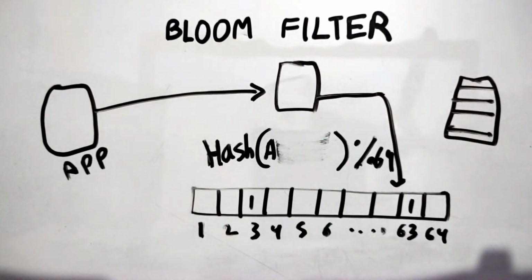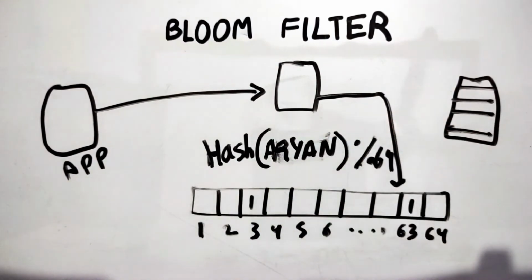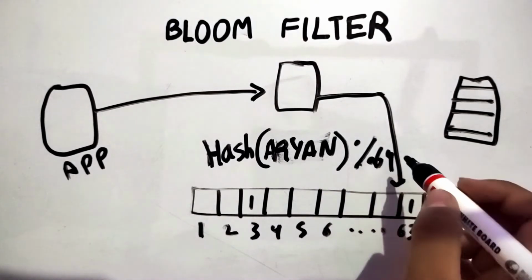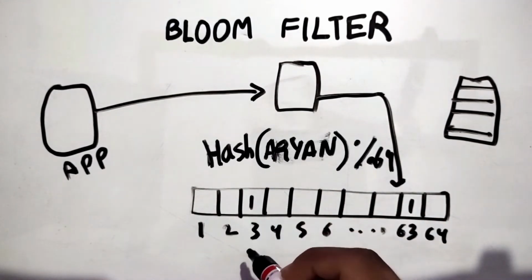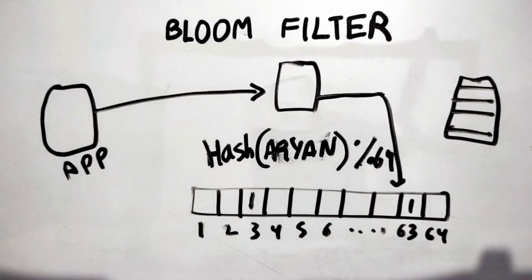So let's say instead of Akshat, we have another value. Let's say we have Aryan. When we hash Aryan, suppose I get a value 3. When we mod it by 64, we get a value of 3, and when I check the Bloom filter, I see that the 3 value exists.